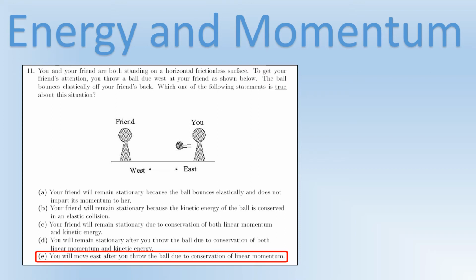Okay, so we are going to be essentially applying conservation of momentum because there's no external force being applied to this system. So when you're standing there holding the ball, you have a total momentum of 0. So when you throw the ball to the left, to make sure the linear momentum stays the same, you must go to the right, which will be in the east direction there.